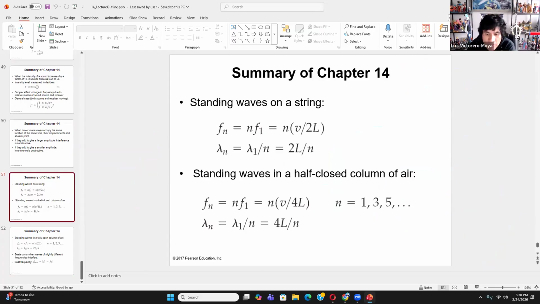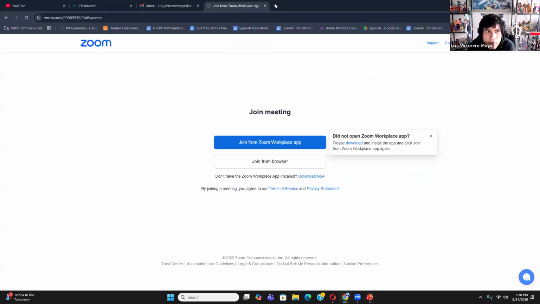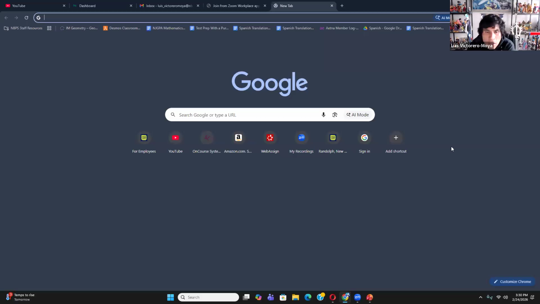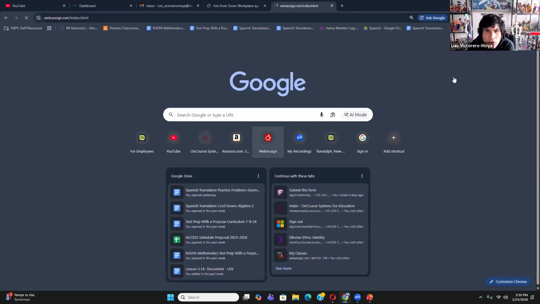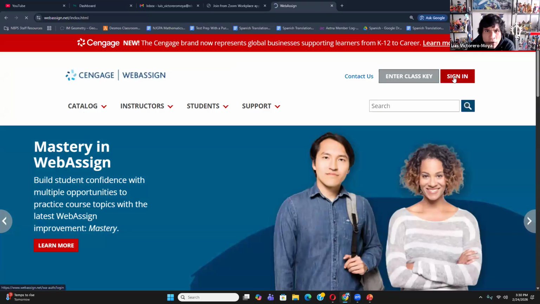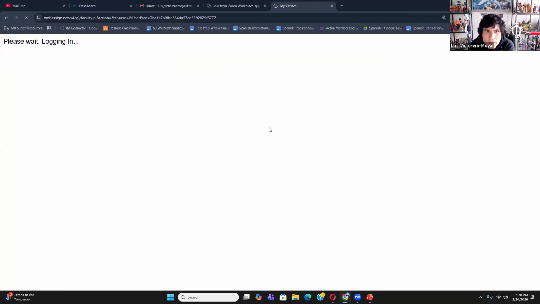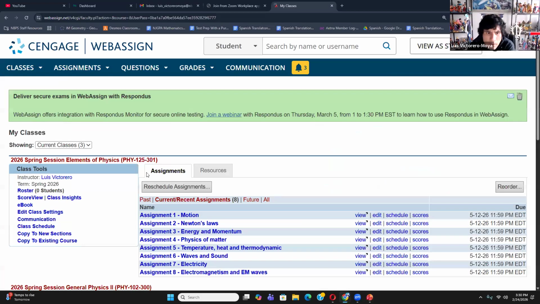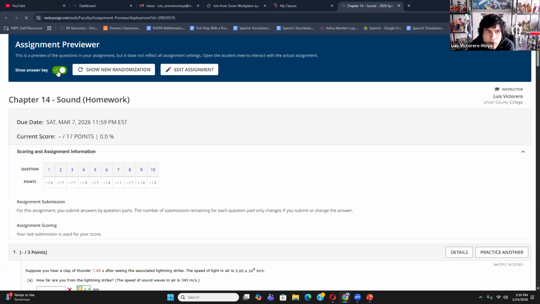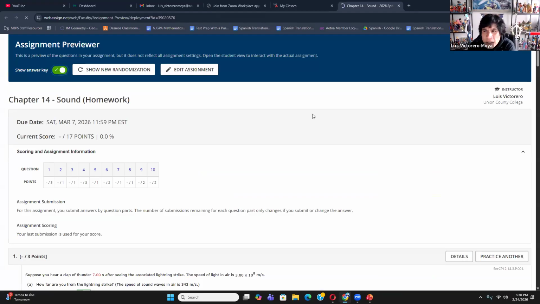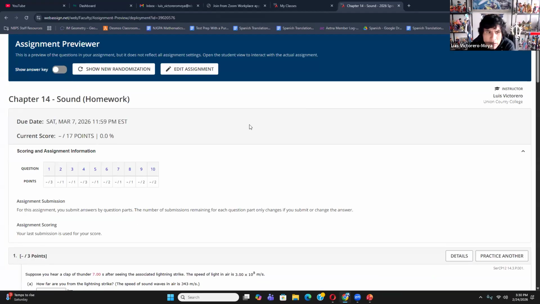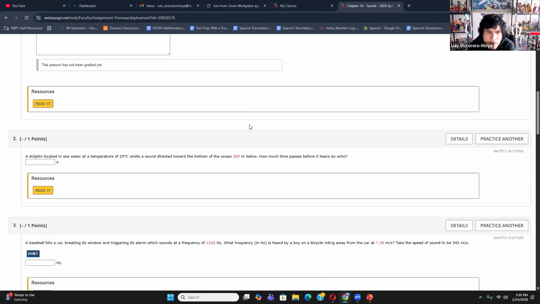Let's do a problem so you guys can see how this is done. Now I had to restart my computer because for some reason it froze. I don't know, it had to do with the mouse not working, but it happens. So we're in sound, and this is the last topic before we go into light, which I think is an easier topic. The problems are a bit more interesting as well.